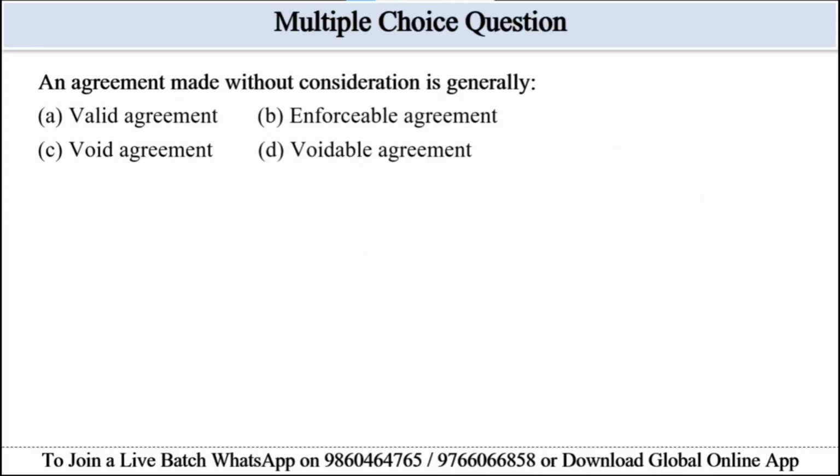So we can eliminate option A, valid agreement, because generally it is incorrect. Enforceable agreement can also be eliminated, because it applies only if exceptions apply, not normally. In case of option C, void agreement, it is correct for general cases. Option D, voidable agreement: exceptions exist but generally void. So the best answer will be option C, void agreement.